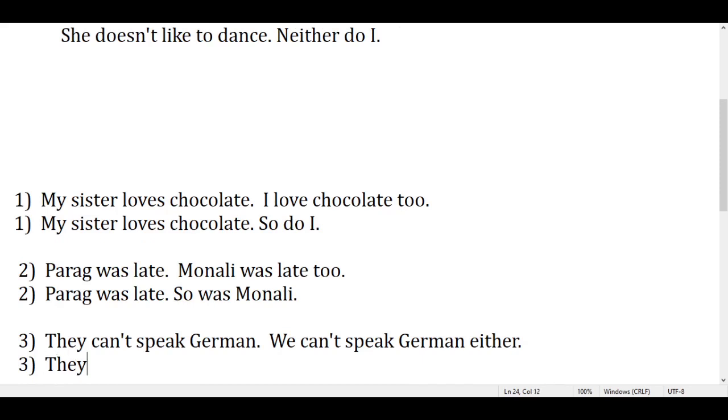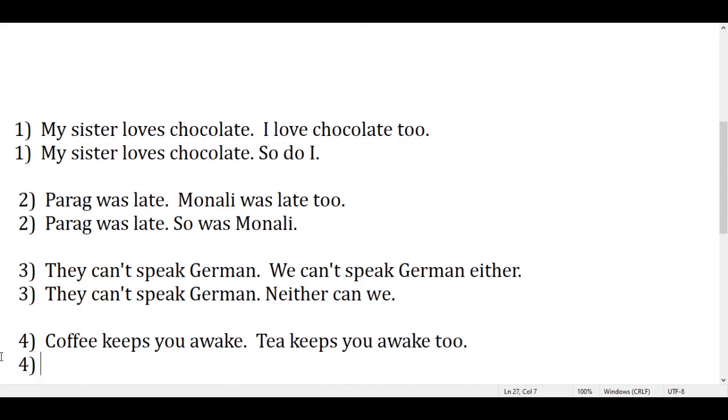Next one, please. They cannot, that's can't, they can't speak German. They can't speak German. We can't speak German either. That means I'm going to say neither can we. They can't speak German. Neither can we. Imagine how boring long sentence this will be. They can't speak German. We can't speak German. So you can say they can't speak German. Neither can we. How crisp, how elegant it sounds.